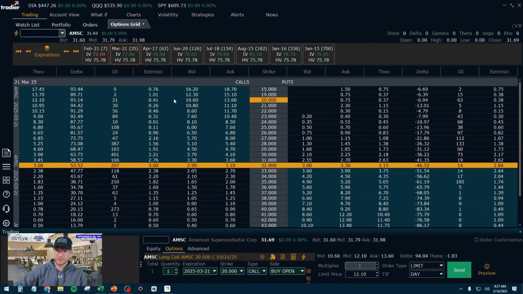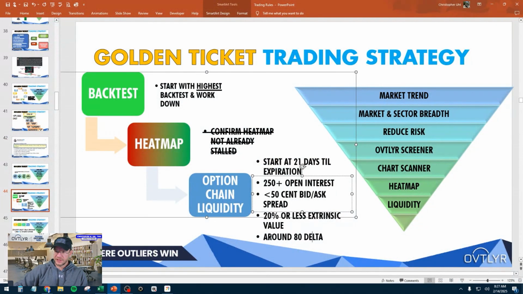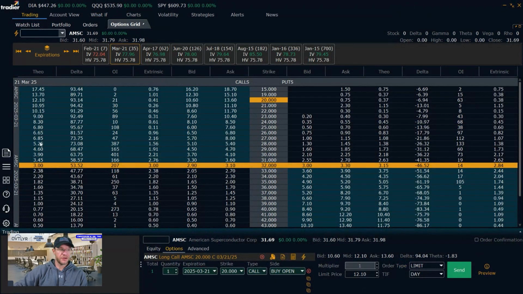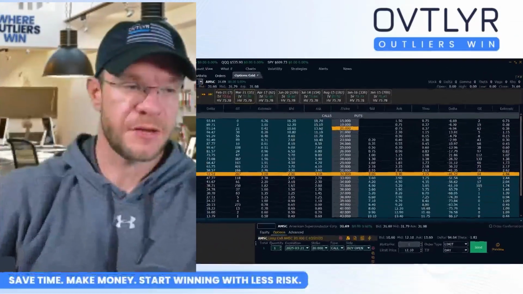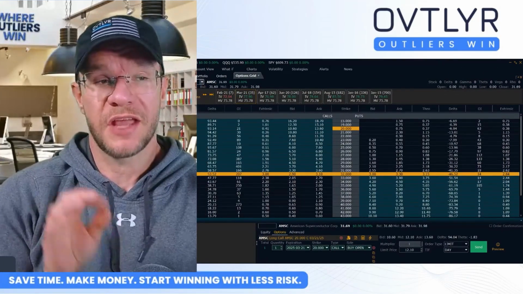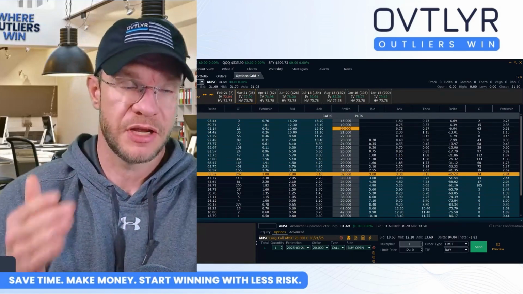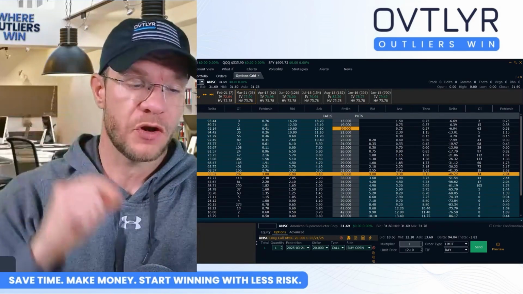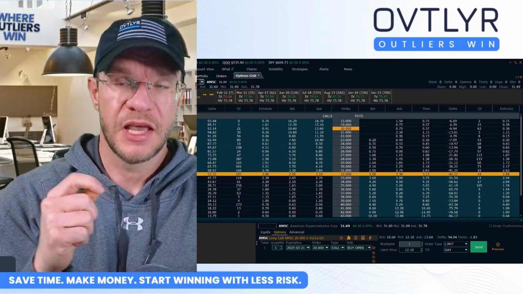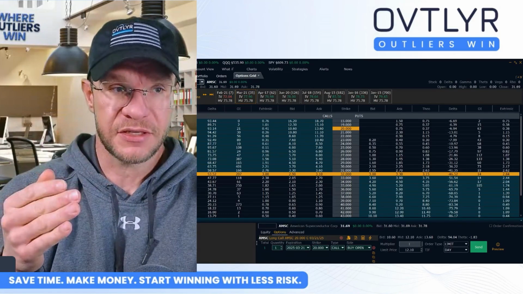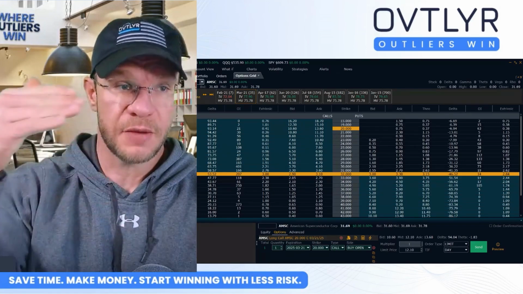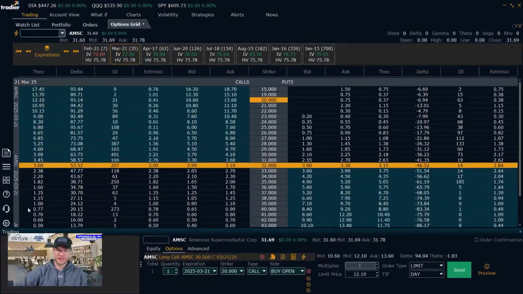Now I want to pay as little as possible. So if I go on here and I look for these options here, they usually always turn out around the 80 delta. What is delta? Delta is the change in value of the option for every $1 change in the stock. So if you had a 20 delta option and the stock moves by $1, your option will grow in value by 20 cents. If you have an 80 delta, if the stock goes up by $1, your option goes up by 80 cents. That's how they correlate together. So for me, it's usually always around the 80 delta.